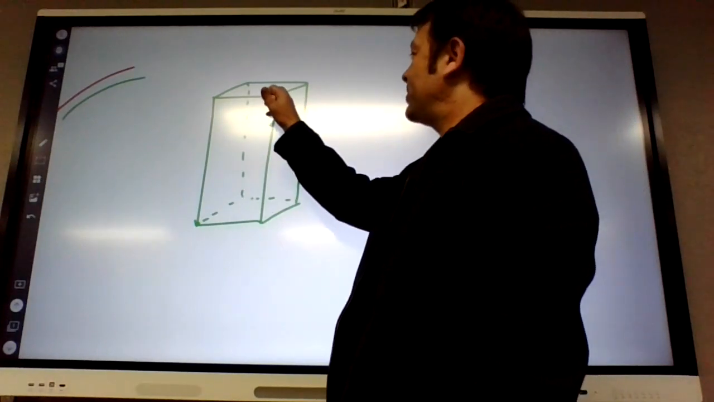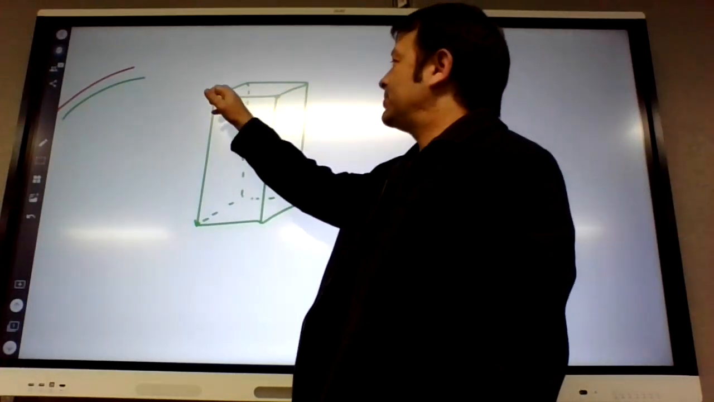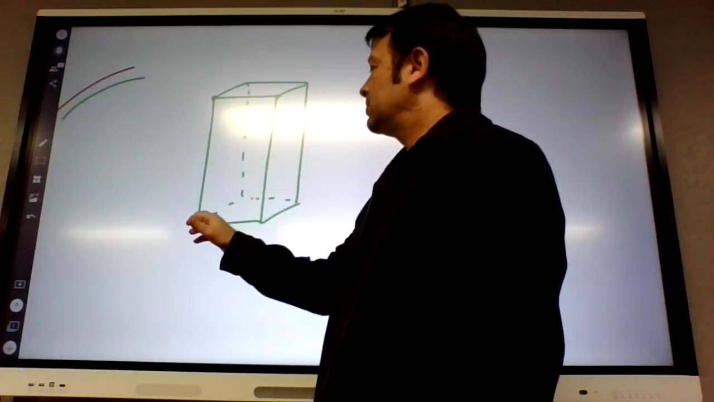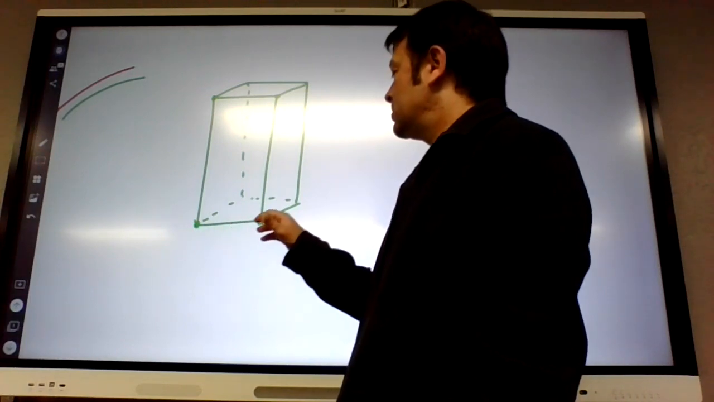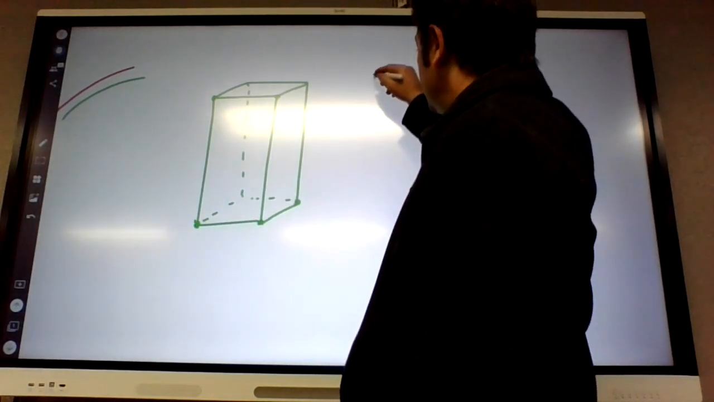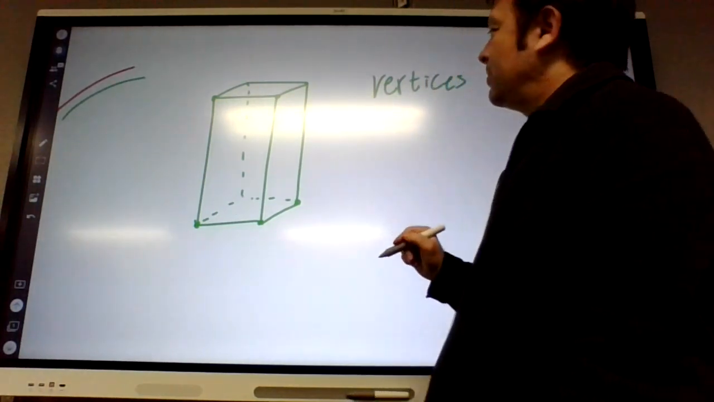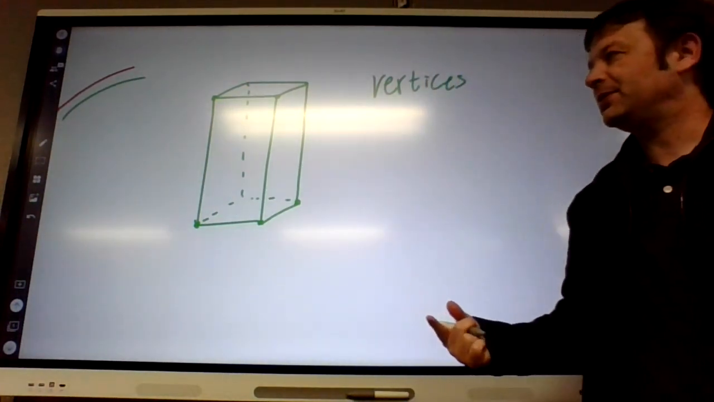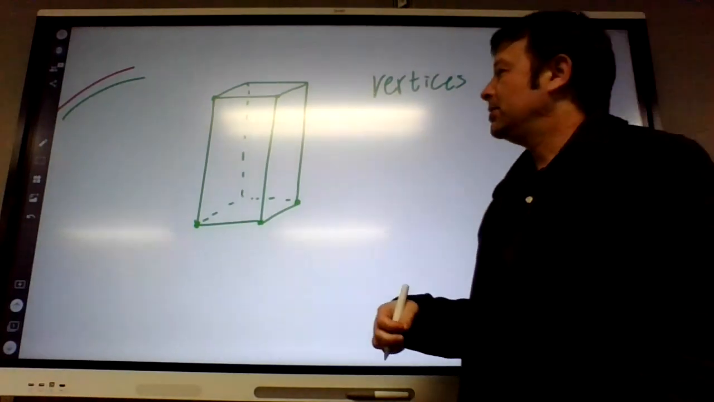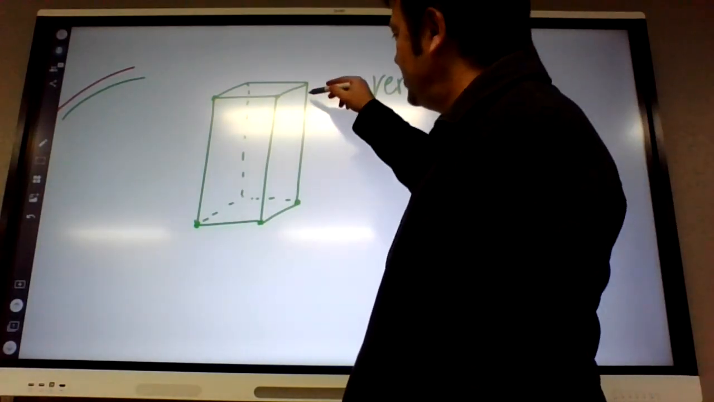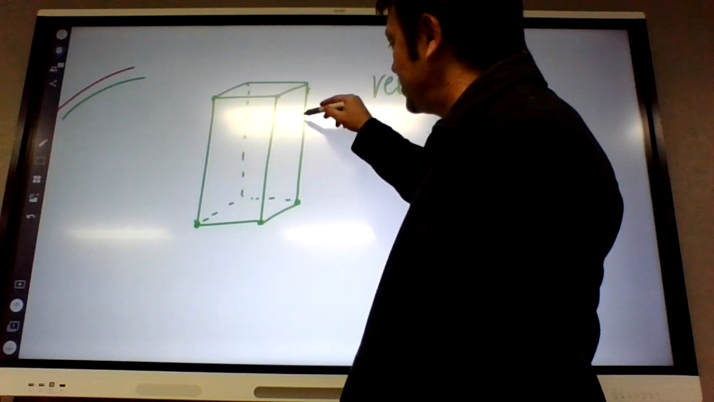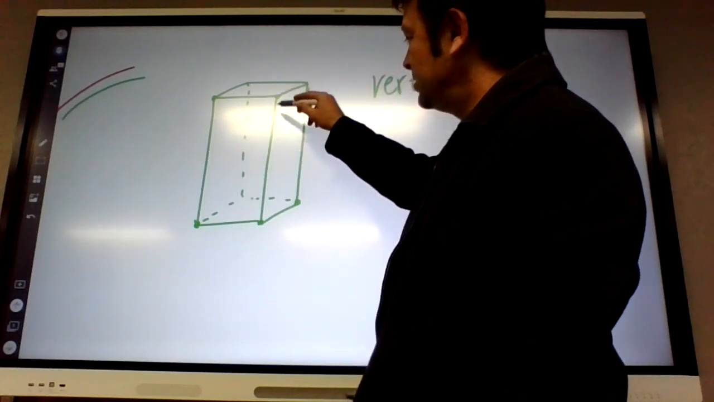Okay, anyways, let's talk about the parts here. What do you think these corner points are called? Vertices. Yes, the corner points of shapes and angles. Vertex is singular, vertices is plural. Okay, how about these line segments? What would they be called? Edges.